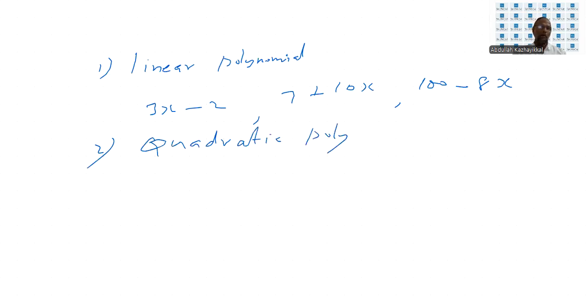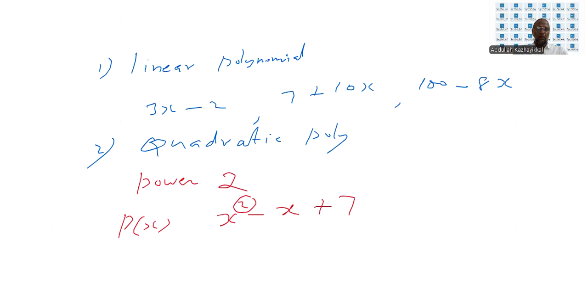What is a quadratic polynomial? The power of the variable is 2. When the power of the exponent is 2, it is a quadratic polynomial. Look here, suppose x square minus x plus 7. Yes, it is a quadratic polynomial. Here the power is 2, here the power is 1, so we take the highest power.